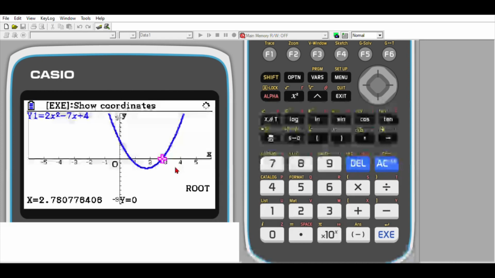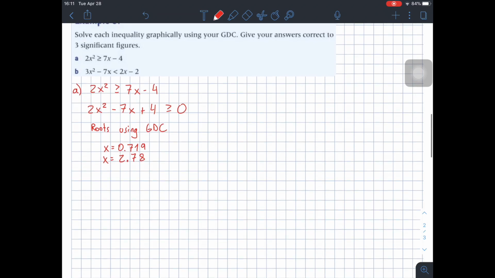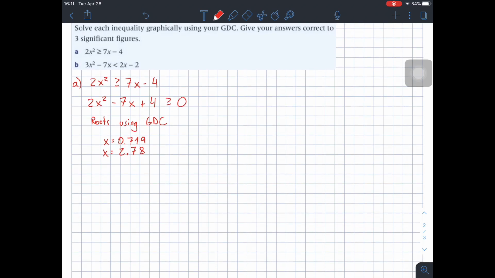Okay, so let me go back to the electronic assignment, and I'm going to copy these two roots. So roots, we found the roots using GDC, and we got that one root is x equals 0.7220, or we could write 0.719, we leave it like that, and the other root gave us 2.78.